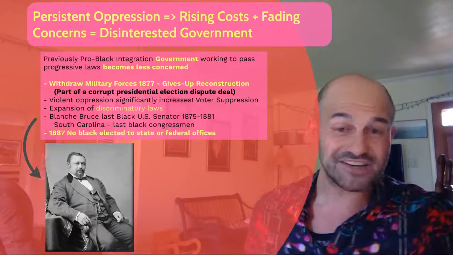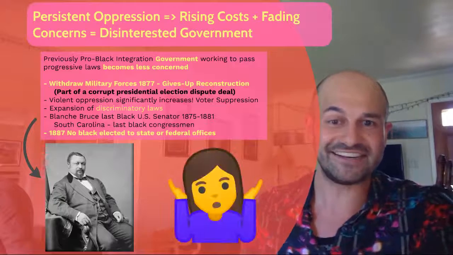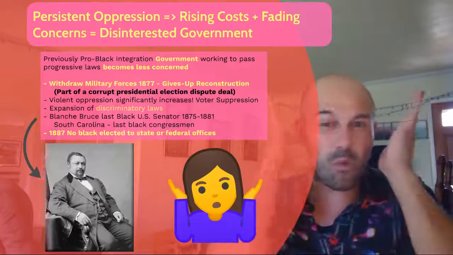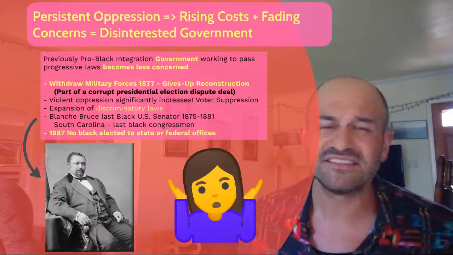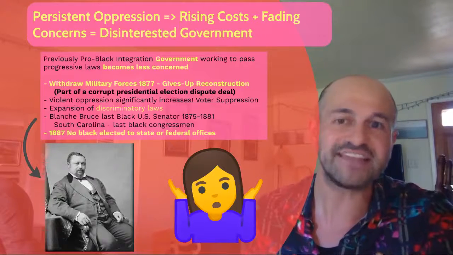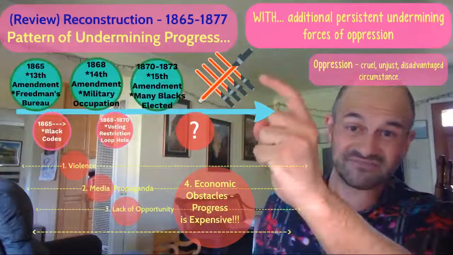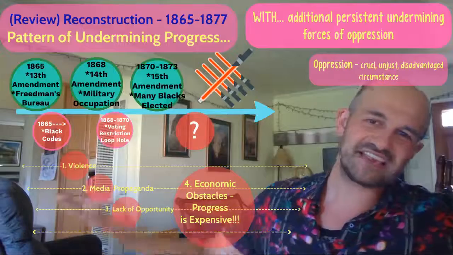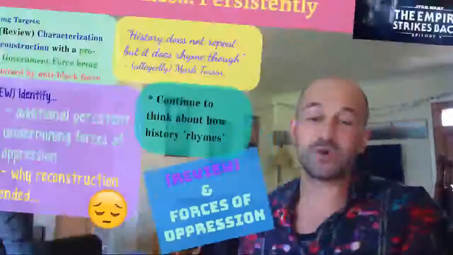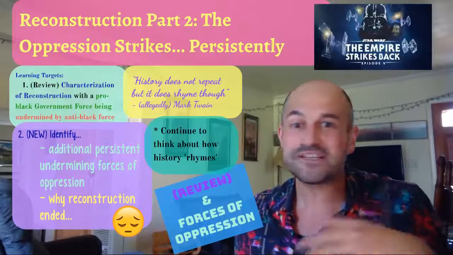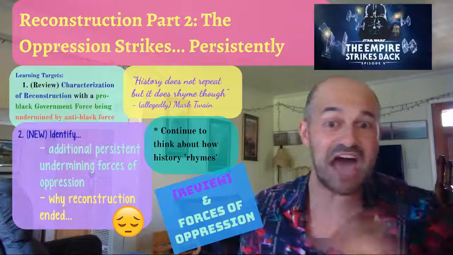So Reconstruction just sort of ends because the government loses interest in it. And this is my feeling: what? That's it? They gave up? And yeah, that's why Reconstruction ends, because that pro-black integration force just decided we did enough. We passed the 15th Amendment. And so our next lesson will focus on what life looks like when our pro-government force is not there anymore.